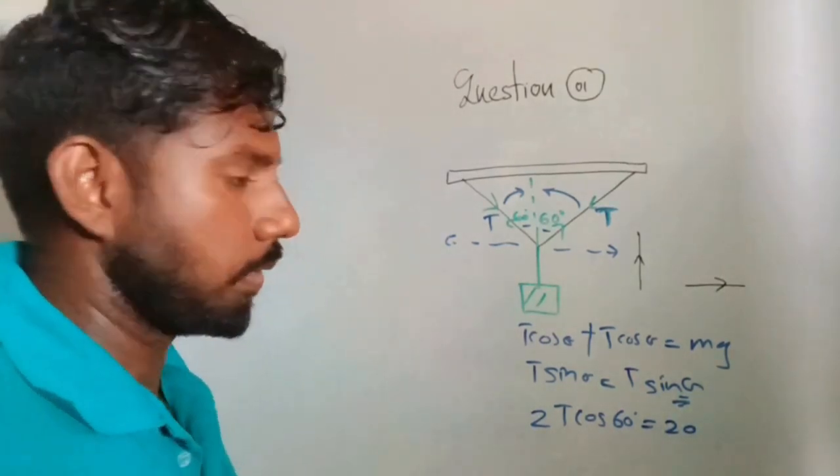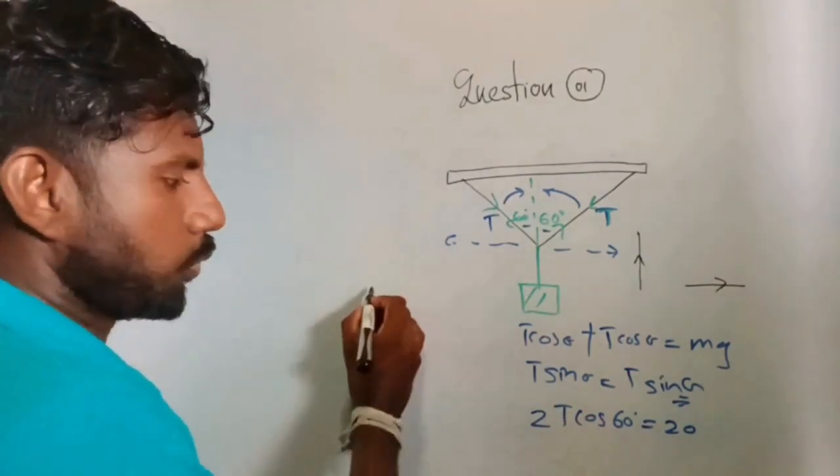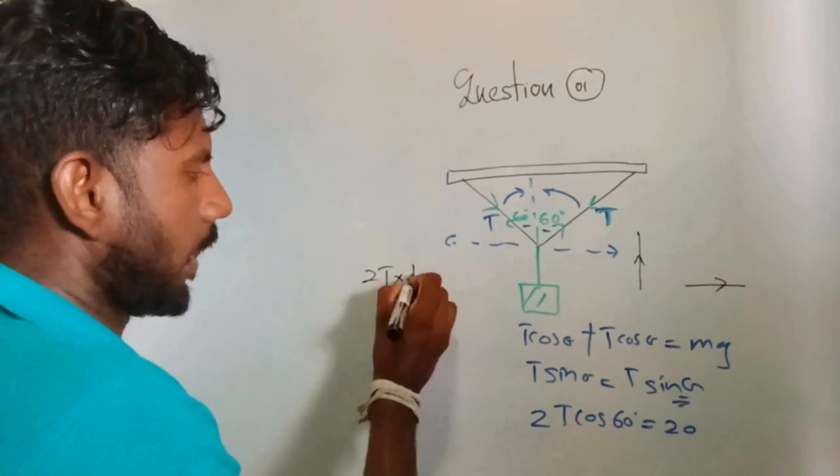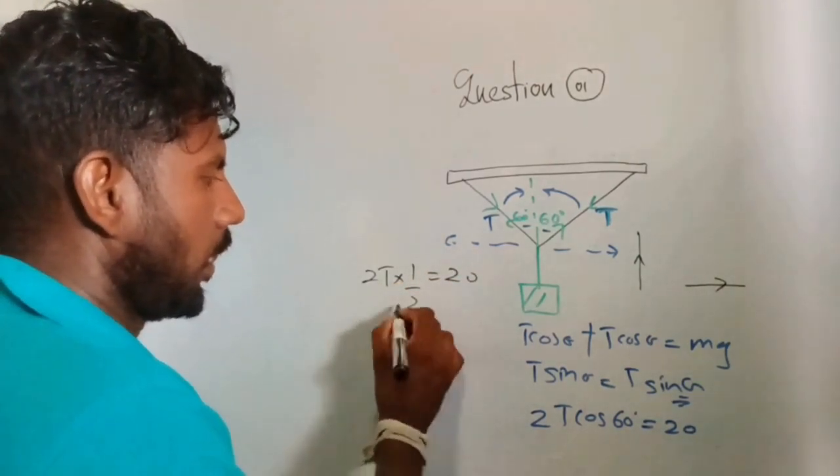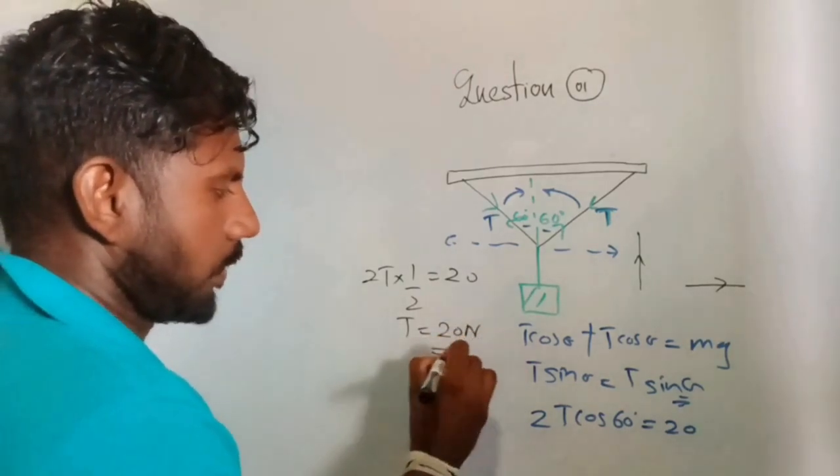Right, let's solve the question now. 2T cos 60, that is half, equals 20. That's a very easy question. T equals 20 Newton.